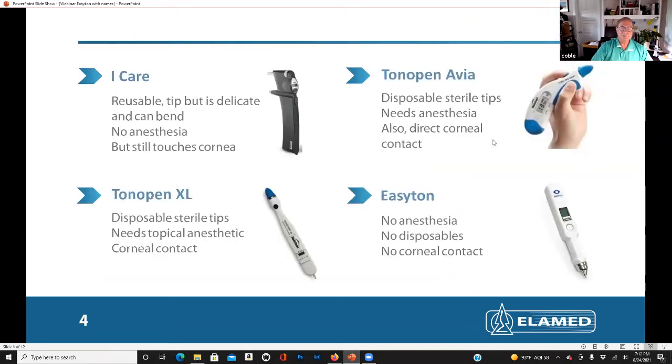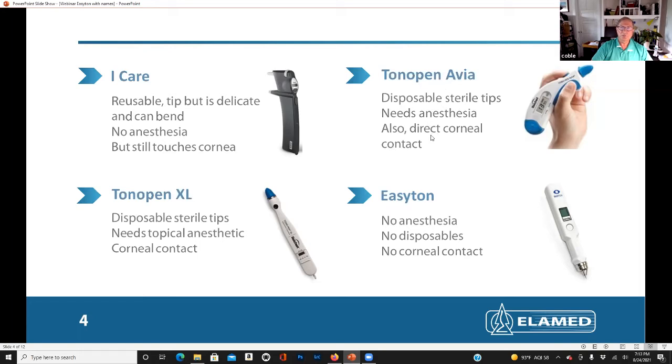The ones that I chose are the ones I had in my office: the Icare, the Tonopen Avia, the Tonopen XL, and the EasyTone. Now, I only used the Avia instead of the Tonopen XL, only because that was the one that I had most. I wanted to compare one thing to another. As I compared these, I wanted to look at why you would use some and not the others.